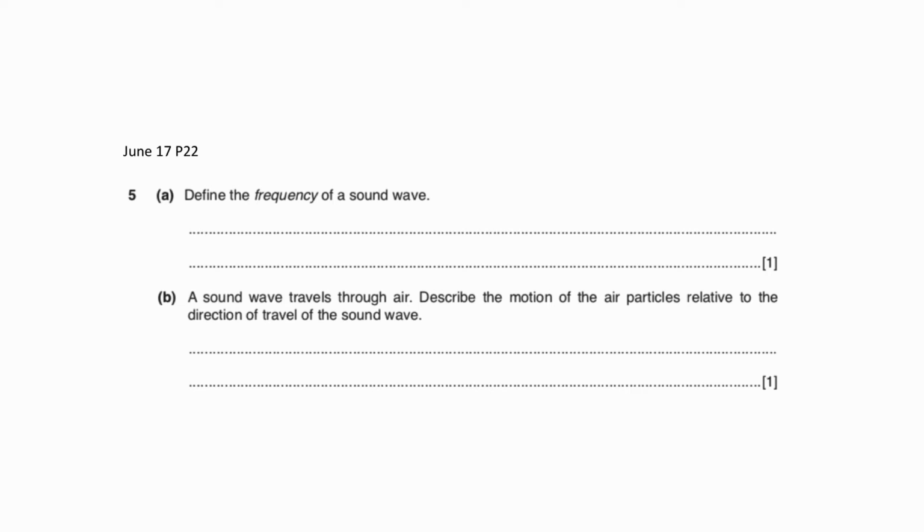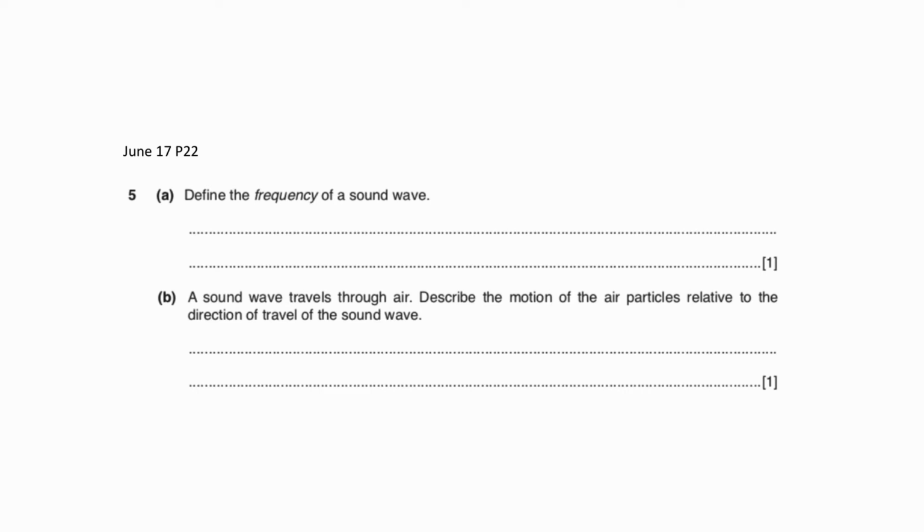Now things that they will not accept: instead of saying per unit time, you say in unit time. That is wrong. You cannot say that. Another thing you cannot say is number of waves per unit time. That is also wrong. So it's not the number of waves, but it is the number of oscillations of the particle.